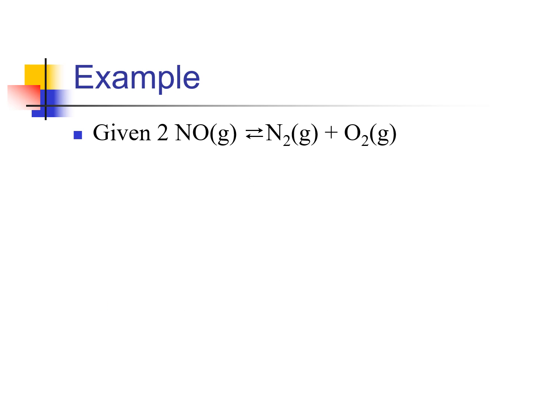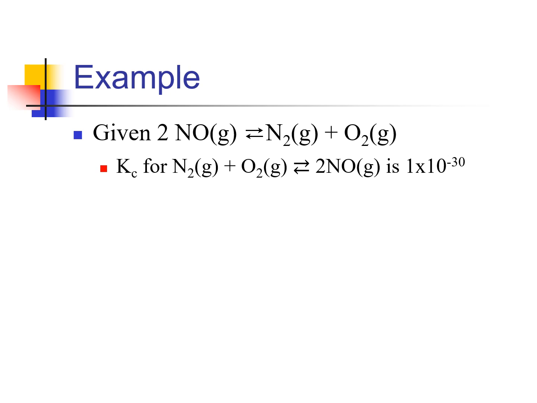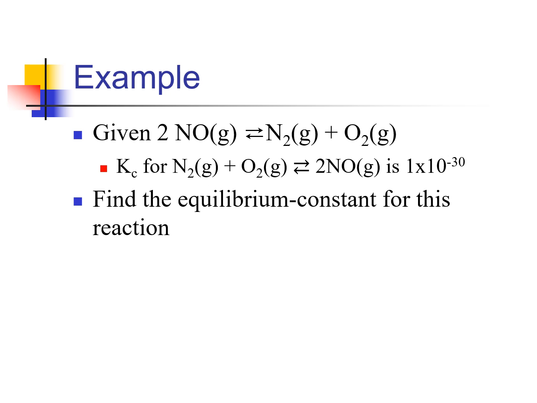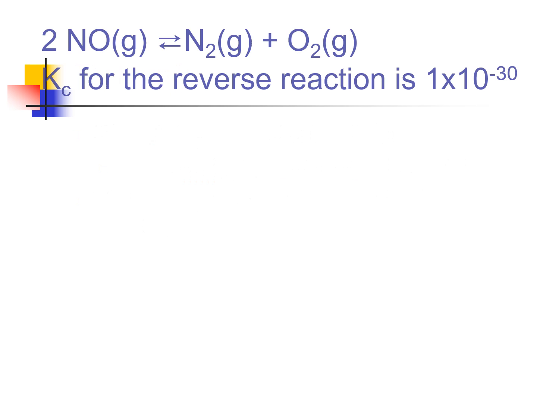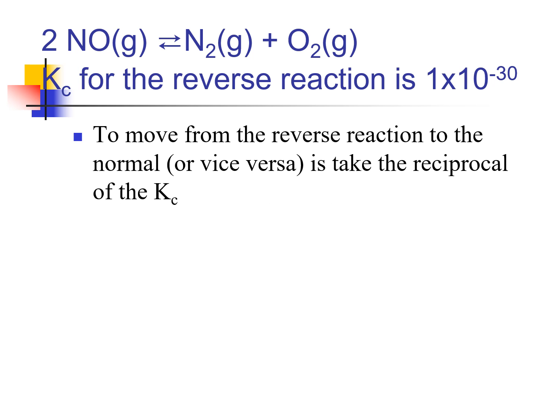So again, here's a reaction. We have the equilibrium constant for the reverse reaction, the N2 plus O2 makes 2NO. We saw that earlier. So we're going to find the equilibrium constant for our target one. Well, if I notice, the target one is just the reverse of what we have. So I just have to take the reciprocal of 1 times 10 to the negative 30th, and I get 1 times 10 to the 30th.